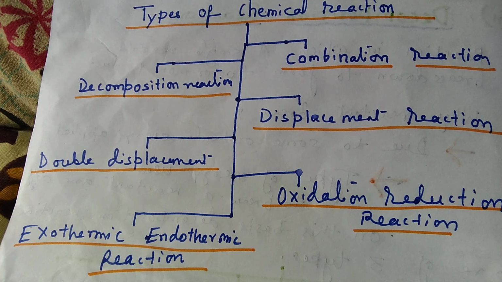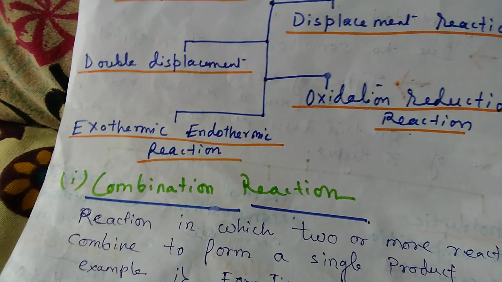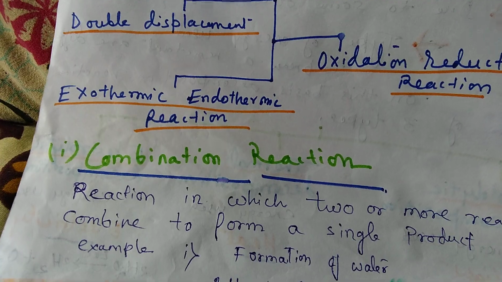Today I will discuss different types of chemical reaction. So the main types of chemical reactions are combination reaction, decomposition reaction, displacement reaction, double displacement, oxidation reduction and exothermic, endothermic reaction. Then the first type is combination reaction.